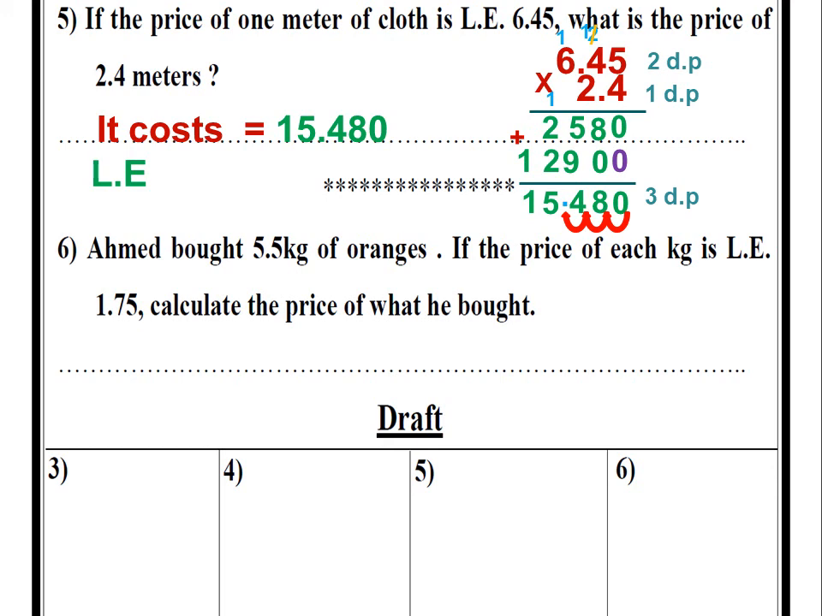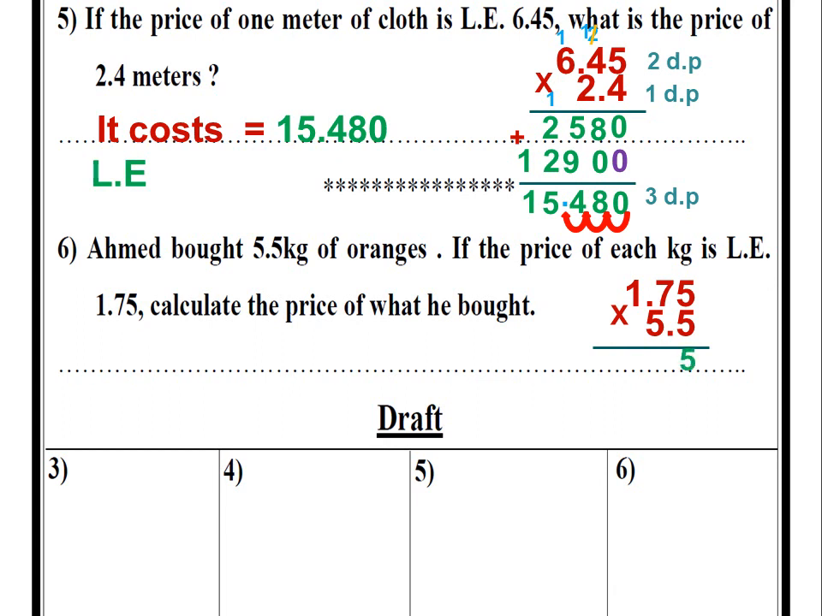Ahmed bought 5.5 kilograms of oranges. If the price of each kilogram is 1.75 LE, calculate the price of what he bought. So we are going to multiply the number of kilograms times the price of 1 kilogram. So we are going to multiply 1.75 times 5.5. Let's start from the right side.